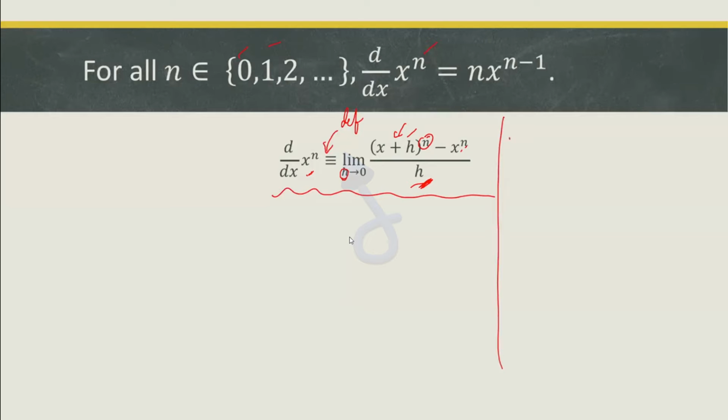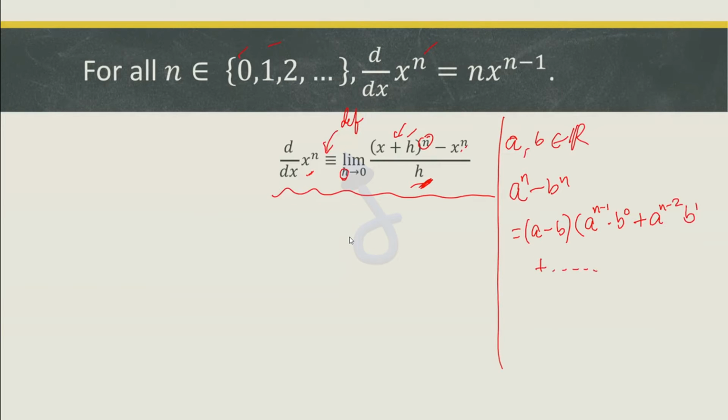Alam natin na if meron tayong numbers a and b, yung a to the n minus b to the n, alam natin na pwede yung ma-factor as (a minus b) times a to the n minus 1 times b to the 0. So b to the 0, 1 lang yun. Plus a to the n minus 2. Yung b naman dagdag, b to the 1.